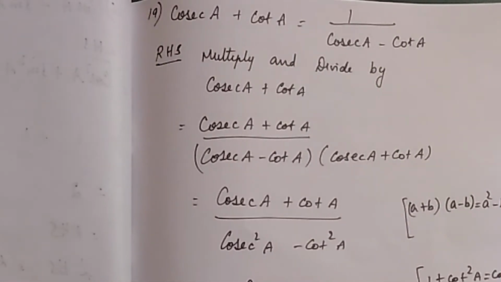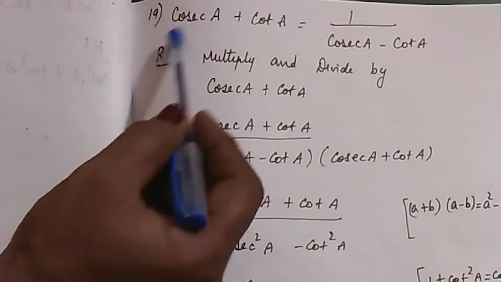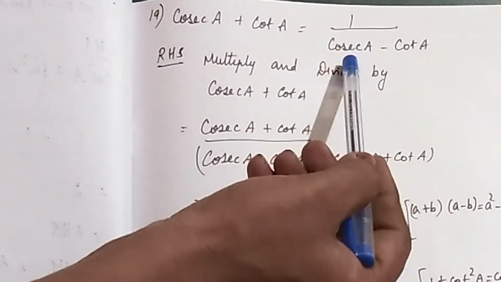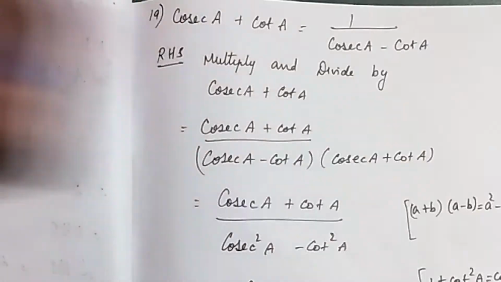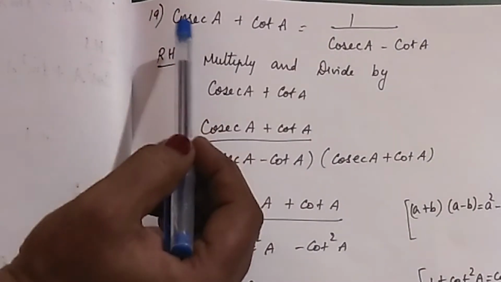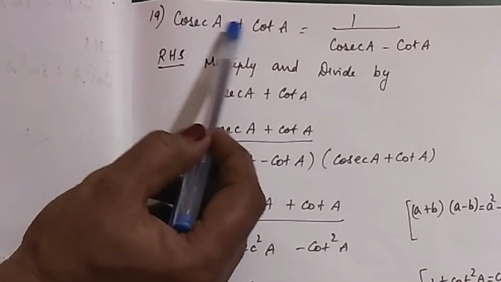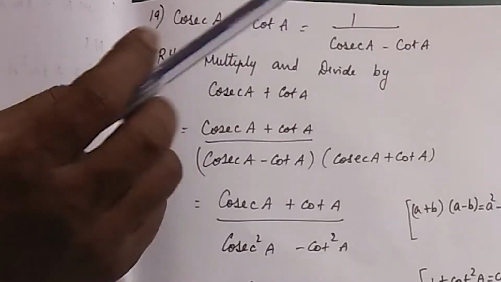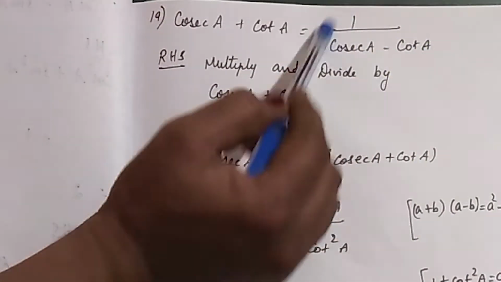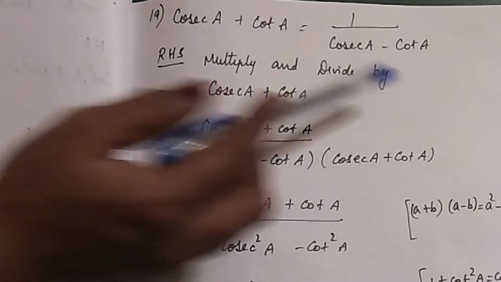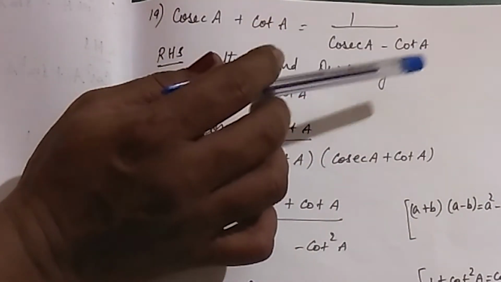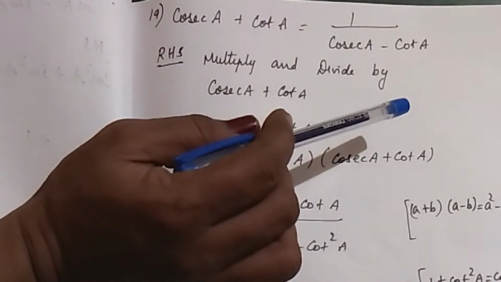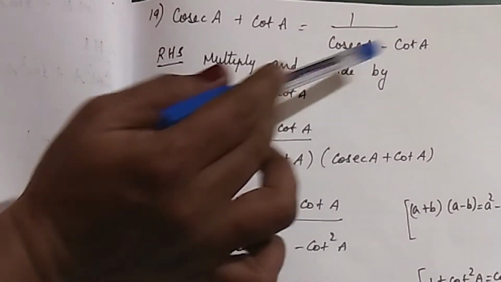Question number 19. Cosecant A plus cot A is equal to 1 upon cosecant A minus cot A. Now see here, the left hand side is A plus B, and the right hand side is 1 upon A minus B. So, if I take the right hand side and multiply and divide by A plus B, what will you get? You will get the same, no?